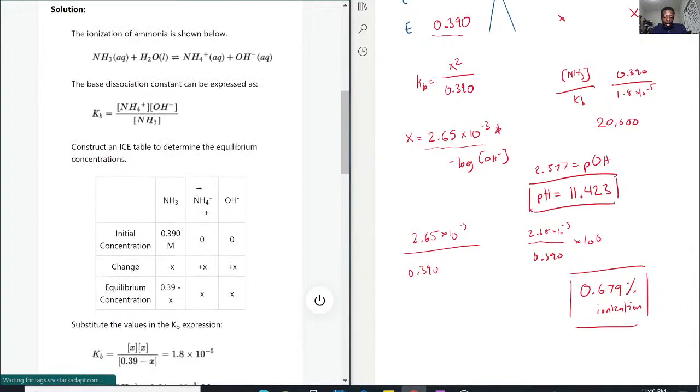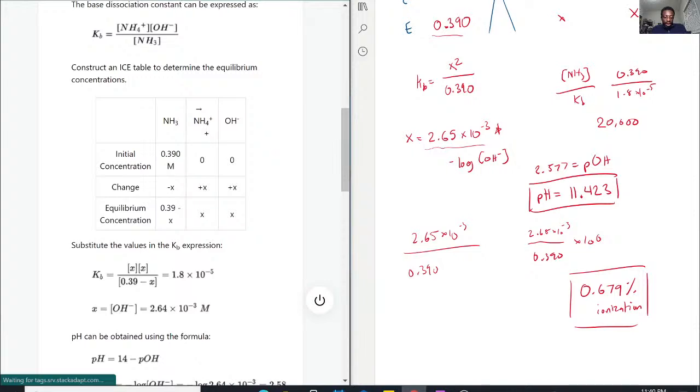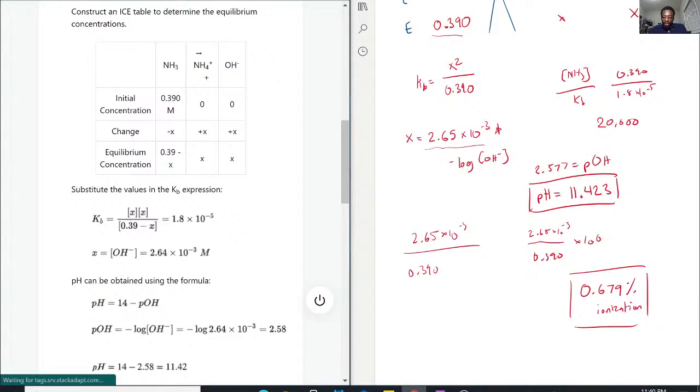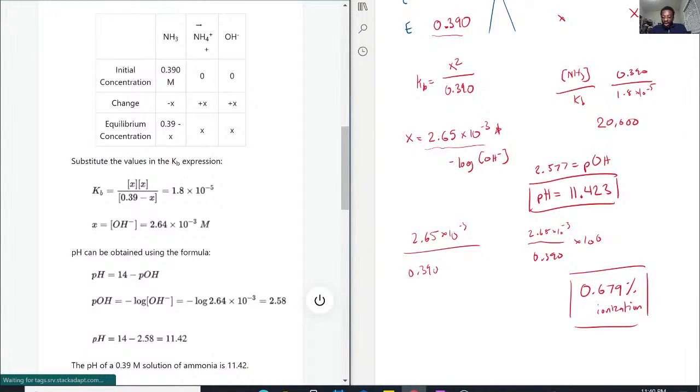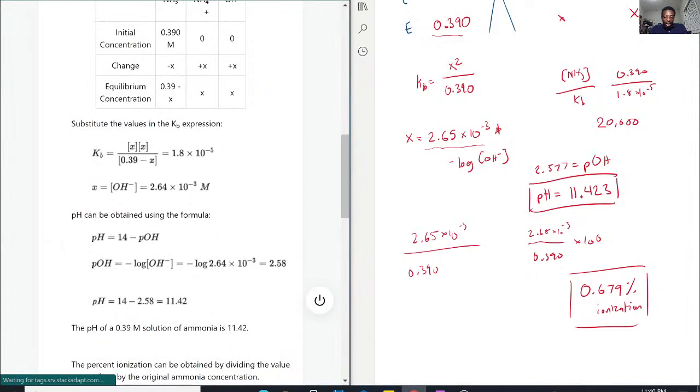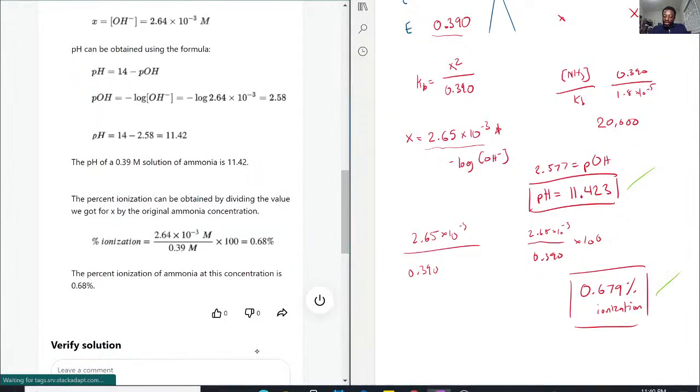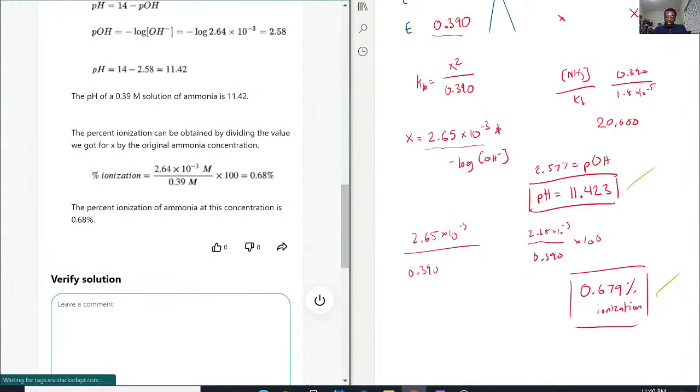They did the ICE table. They did the quadratic equation, I'm guessing, because they have the 0.39 minus x there. And they got 2.64 times 10 to the negative 3. Not really much of a difference there. They got the pOH, which is 2.58. And funny enough, they still end up with a pH of 11.42. So that's perfect. We got that part correct. And then the percent ionization is just the 0.264 over the 0.39, and they get 0.68. So awesome. Both are correct.